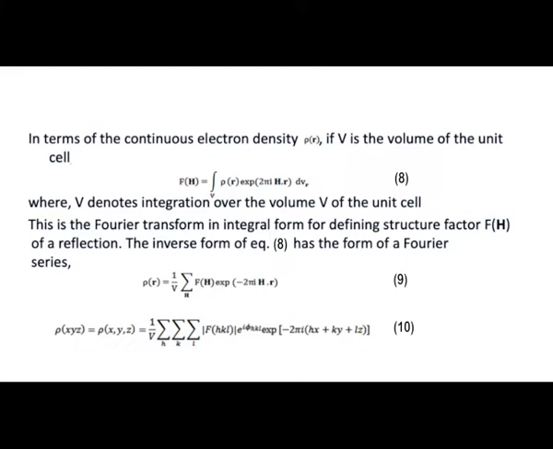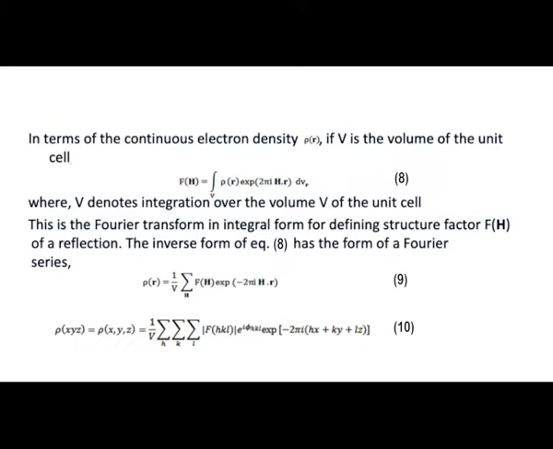So, equation 8 is the Fourier transform in integral form for defining such a factor F of h of a reflection. The inverse form of equation 8 is also possible. It has the form of a Fourier series: rho of r equals 1 by V summation over h. Summation over h means both HKL indices, a triple summation as given by 9. So rho of r in 9 equals 1 by V summation over h F of h e power minus 2 pi i h dot r.